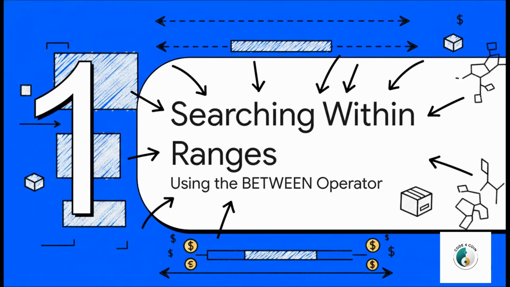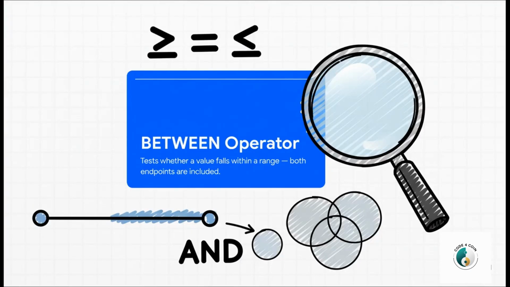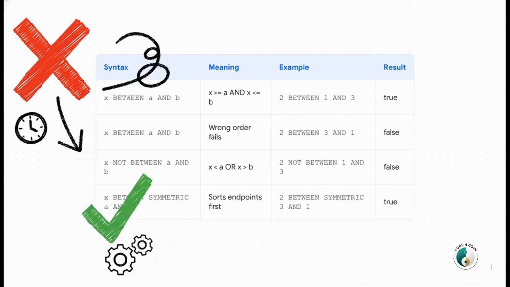First up, let's talk about searching within ranges. Anytime you need to find orders between two specific dates, or maybe products that fall into a certain price bracket, between is going to be your go-to tool. At its heart, between is super straightforward. It just checks if a value is inside a range you give it. And here's the part you've got to remember. It is inclusive. That means the start and end values are included in the check. You can really just think of it as a clean shortcut for writing greater than or equal to and less than or equal to.